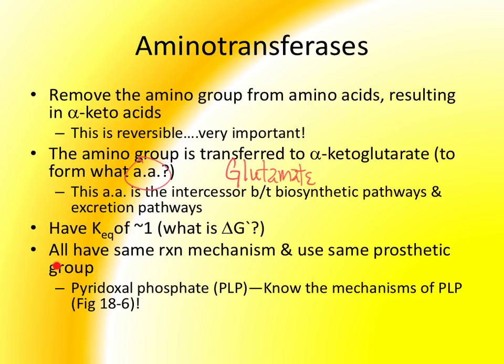Every single one has the exact same mechanism. They all use the same prosthetic group. That prosthetic group is called PLP, which stands for pyridoxal phosphate. And I didn't check in the most recent edition of the book. I don't know if it's actually 18.6. It's really obvious what mechanism it is, because what we'll find out is that it actually makes 3 different types of reactions. Okay, I want to get that far, and it's probably where I'm going to leave off for the day.